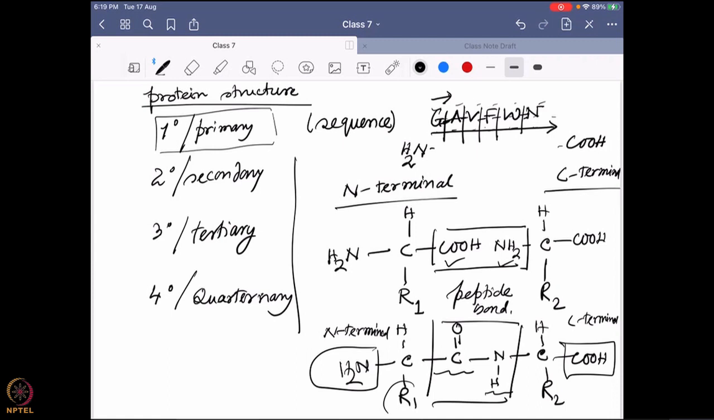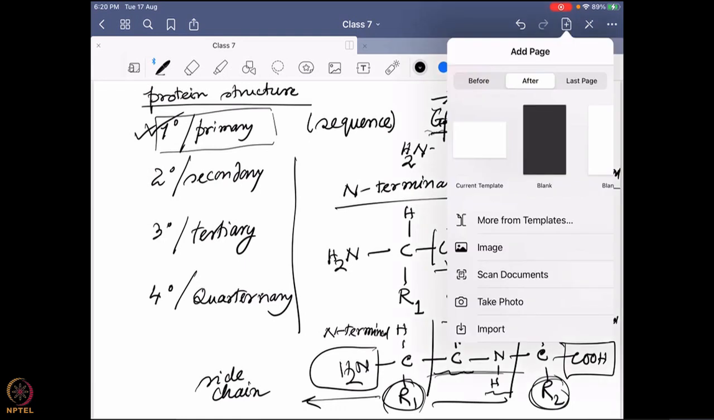And the side chains R1, R2 will be hanging, and these amides create the backbone of this chain. That is known as the amide backbone, and the hanging R1, R2 are known as the side chains. So in a primary or 1 degree sequence, we just look into the actual nature of the amino acids which are forming that bond. We are not looking at how the overall structure looks. First, we look into the sequence. That is the primary structure.